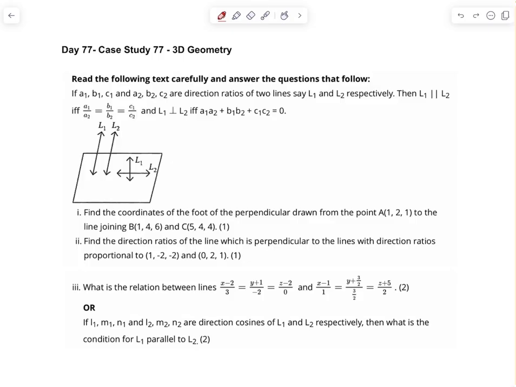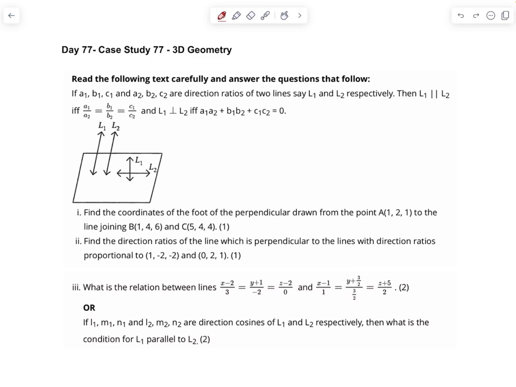The question goes like this. If A1, B1, C1 and A2, B2, C2 are direction ratios of two lines, say L1 and L2 respectively, then L1 is parallel to L2 if and only if A1 upon A2 is equal to B1 upon B2 is equal to C1 upon C2, and L1 is perpendicular to L2 if and only if A1 A2 plus B1 B2 plus C1 C2 is equal to 0.